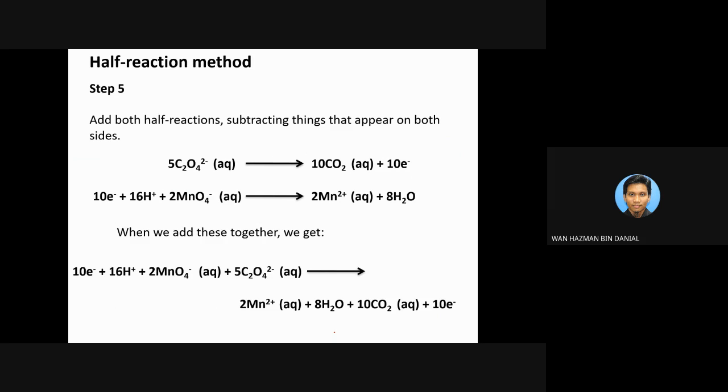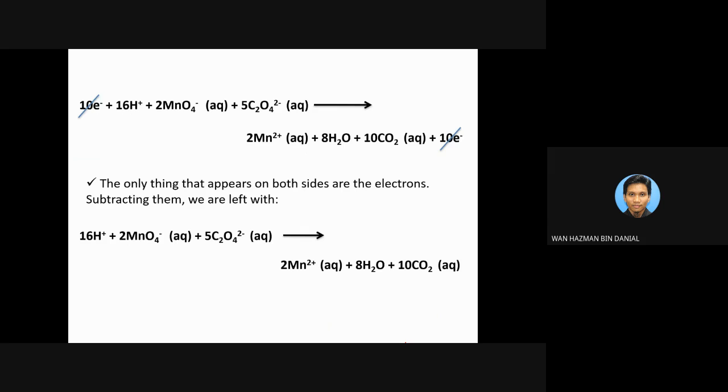Okay, and then subtract things that appear on both sides. Okay, ini bila dia ada kat sebelah right and left, so we can subtract them. Okay, so ini kita dah add, so kita boleh subtract the electrons, ada dua-dua belah. Okay, electrons, and then apa lagi? Tak ada dah kan? Tak ada dah. Okay, so sometimes ada yang H2O kan, ada yang H2O, so you need to subtract them. So then we get the balanced redox reactions.